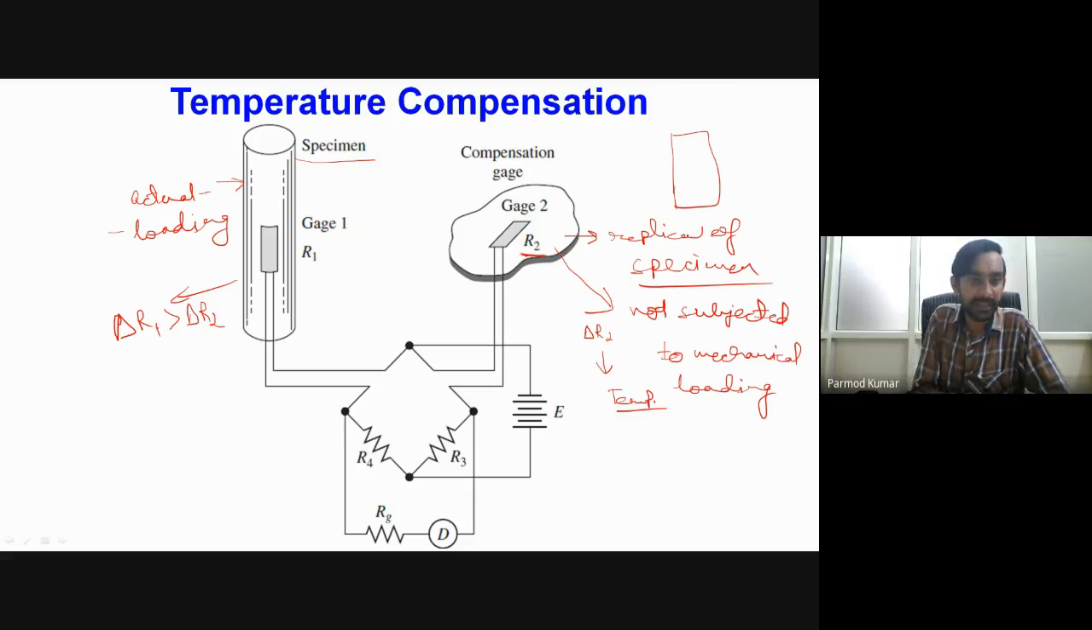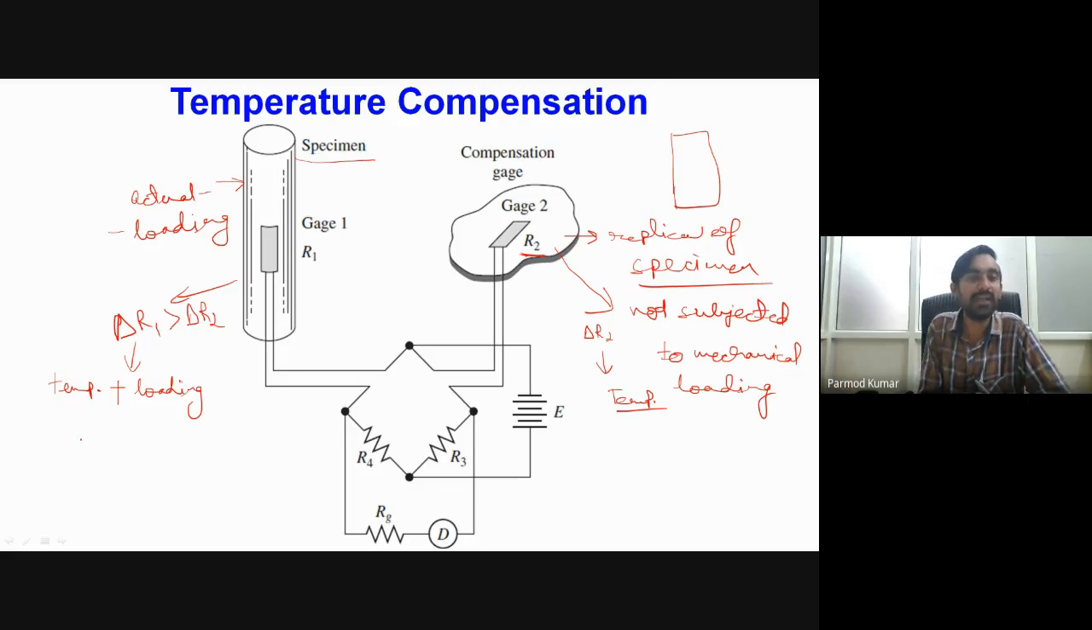Why? Because here the change of resistance is actually accounting for both effects. One is the effect of temperature, which will be inherent, plus the effect because of the loading. So what can we do in order to compensate for the effect of the temperature? Because we want only the change of resistance because of the loading, in order to make an accurate measurement.